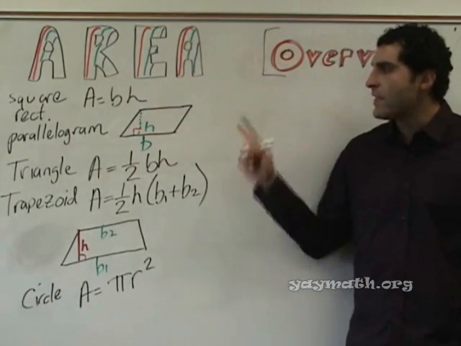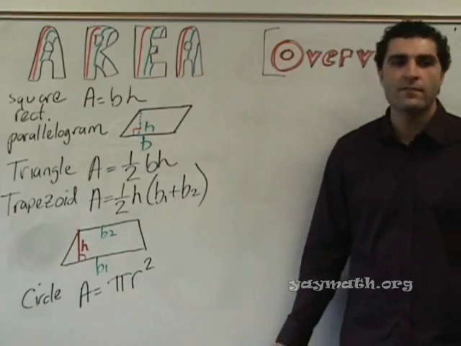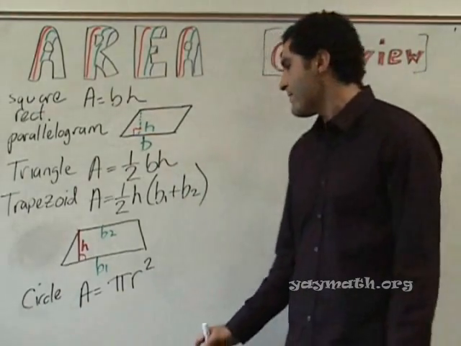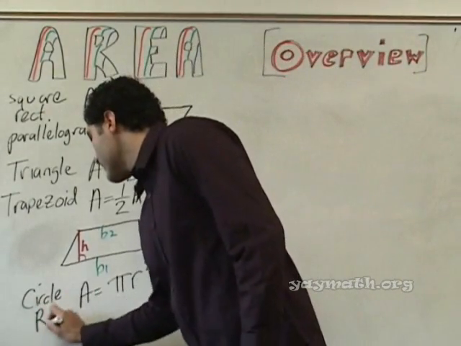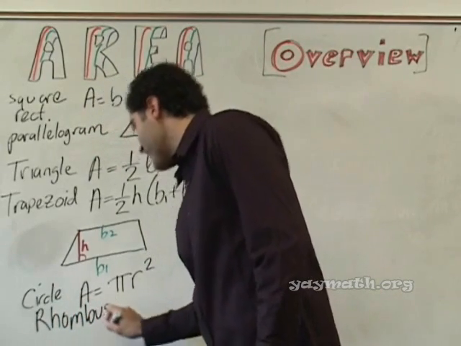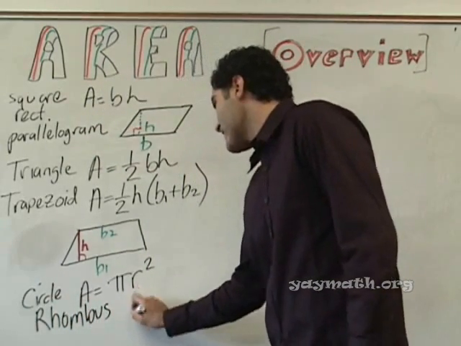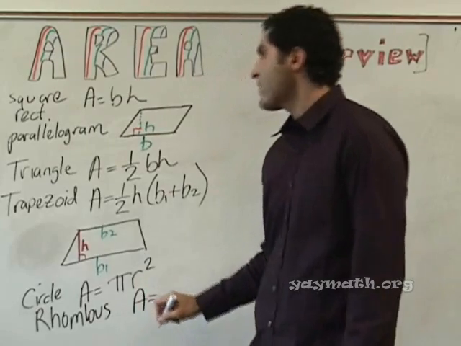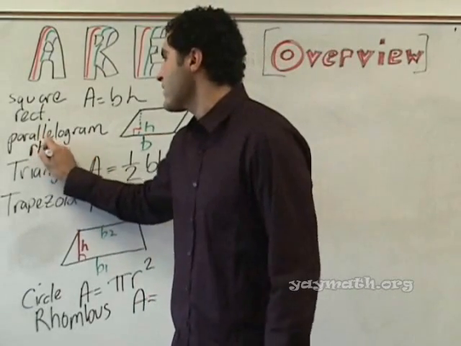Okay, so we have circle. We need one more in here. Starts with an R. Rhombus. We have rectangle. Rhombus area equals. We could put this here also. Rhombus is also one of these.